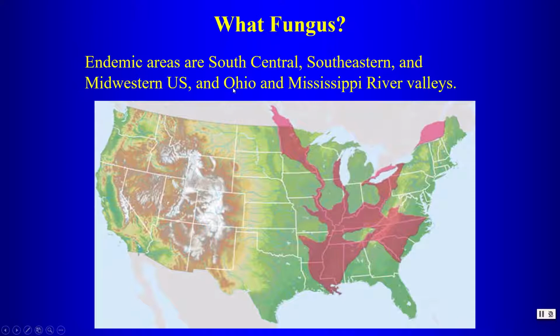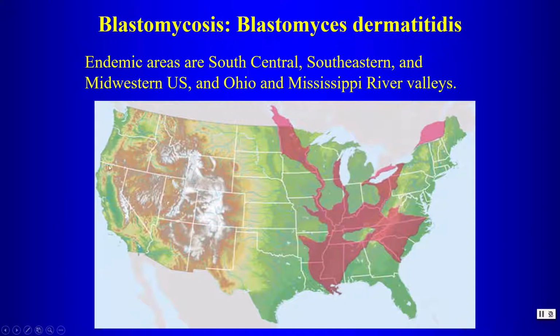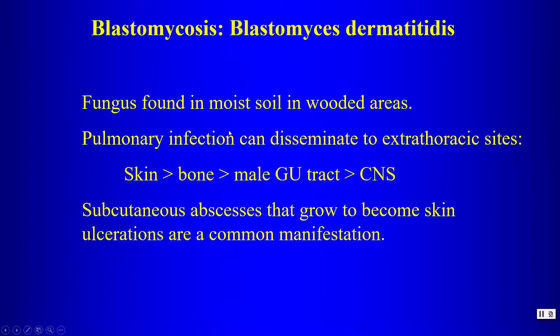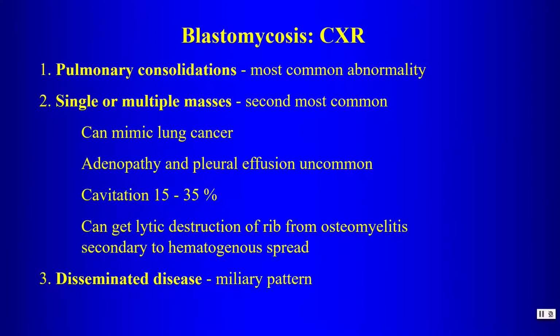So our next fungus, the endemic area is south central, southeastern, Midwest United States, Ohio and Mississippi River valleys. So we're talking about blastomycosis for this particular infection. This fungus is found in moist soil and in wooded areas. What can be characteristic here is that the fungus can disseminate to extrathoracic sites. The skin is the most common, but it might also involve the bone. Subcutaneous abscesses that grow to become skin ulcerations can be a common manifestation.